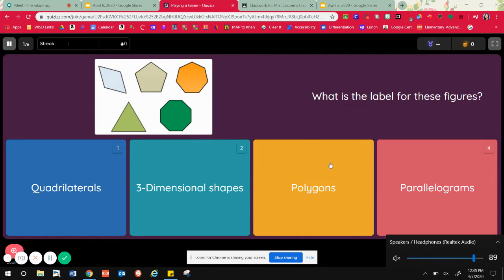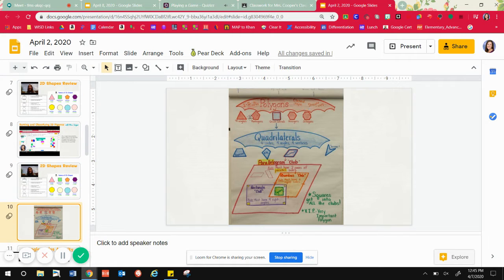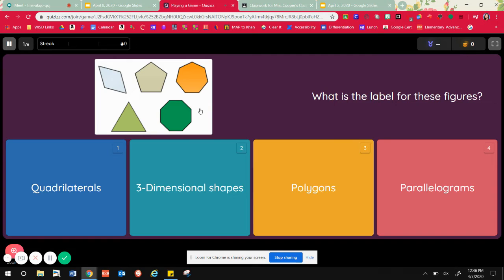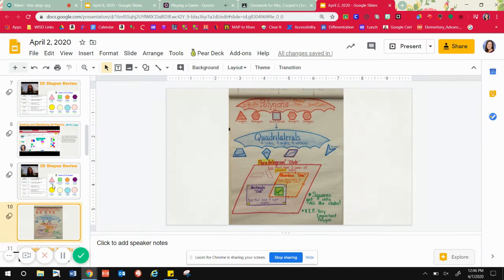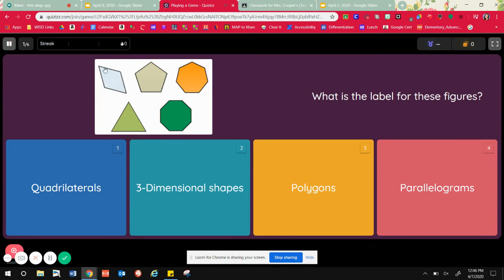My next one is polygons. I'm going to hop over right here and look at my old anchor chart, and it says polygons are 2D shapes, no curves, closed shapes, straight lines. When I look at this, I see straight lines, no curves, closed, so they could be polygons, but I'm going to check them all. My last one is parallelogram. Parallelograms have opposite sides equal in length and parallel, opposite angles are equal, and they're quadrilaterals. So I noticed that I only have one parallelogram here. The rest of these are not. So these must all be polygons because they're all straight sides, no curves, closed shapes.